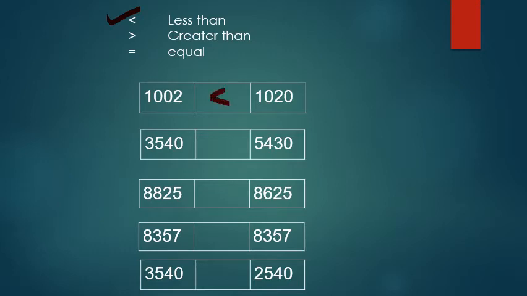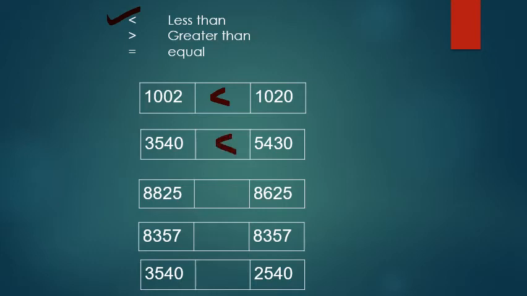In second question, number is 3540 and right side number is 5430. So compare leftmost digit, that is 3 and 5. 3 is less than 5. It means 3540 is less than 5430. So we will put the sign like this.